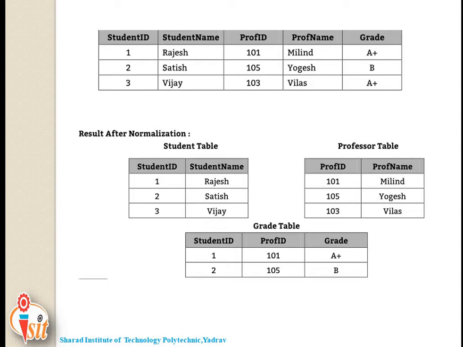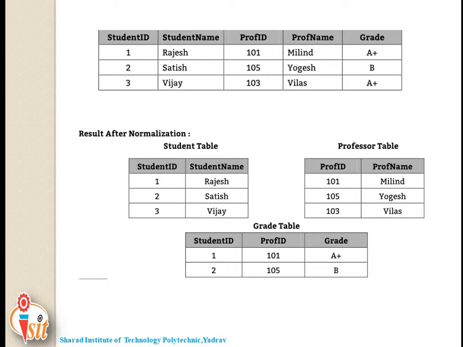Note that if the primary key is not a composite key, all non-key attributes are always fully functionally dependent on the primary key. A table that is in first normal form and contains only a single key as the primary key is automatically in second normal form. This is all about the second normal form.